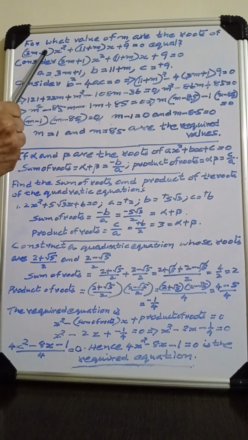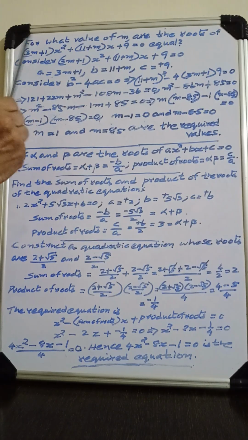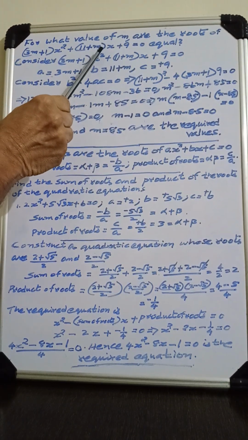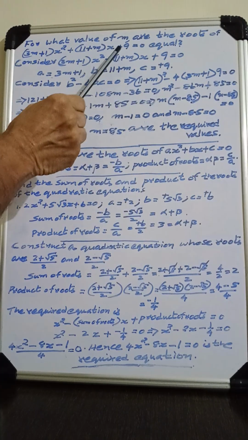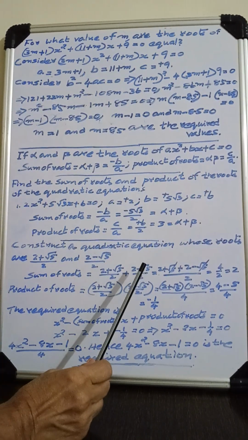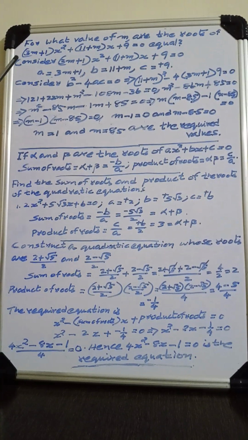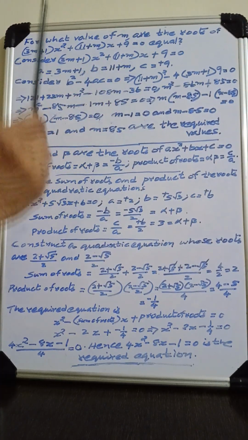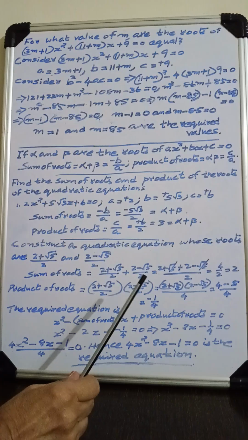3m plus 1 is the coefficient of the x squared term. 11 plus m is the coefficient of the x term. And 9 is the zero degree term. Equal means the roots are equal, the same.